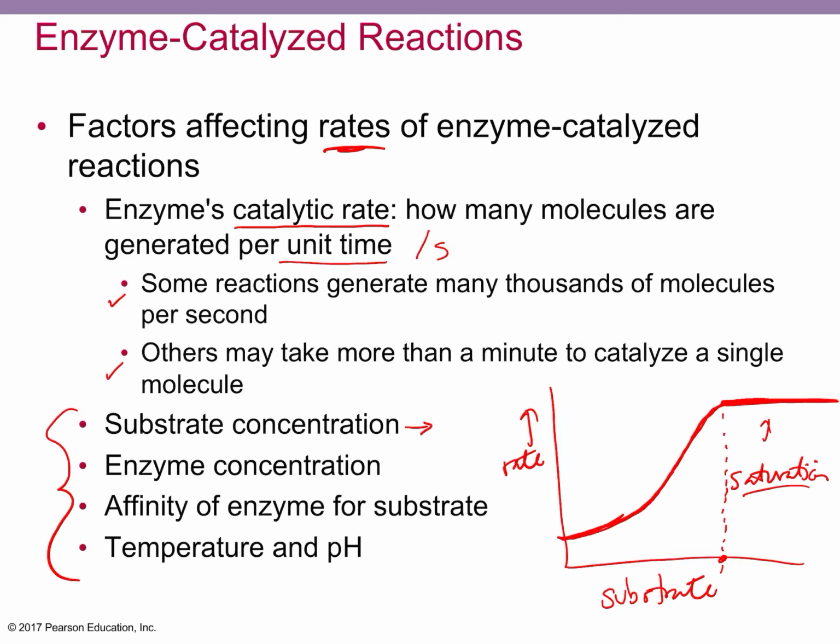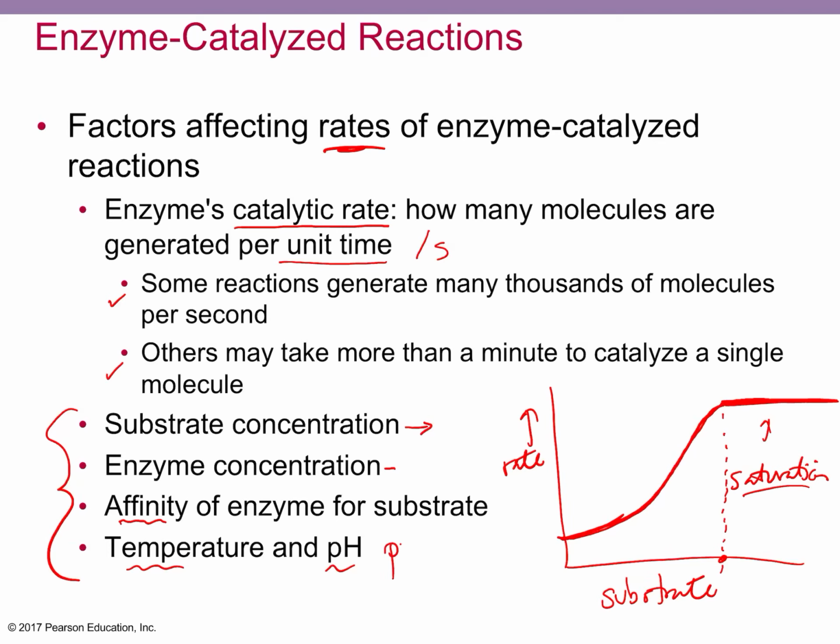Another pretty obvious one is how much enzyme do you have? If you want a lot of product, the cells can upregulate how much enzyme they're making. So you can increase your enzyme concentration to increase the product. Then there's affinity: how well does that substrate fit into the active site of the enzyme? This is where cofactors and coenzymes can come into play and affect the enzyme. And then temperature and pH.